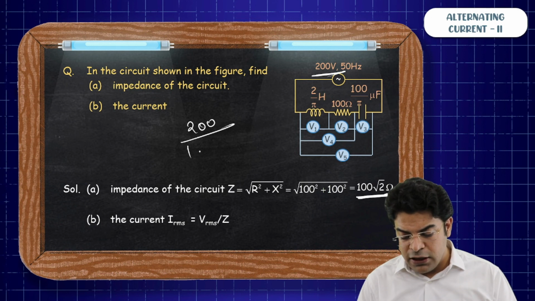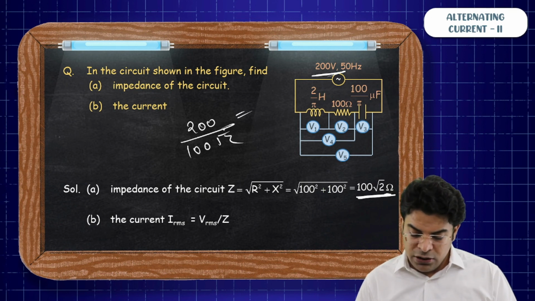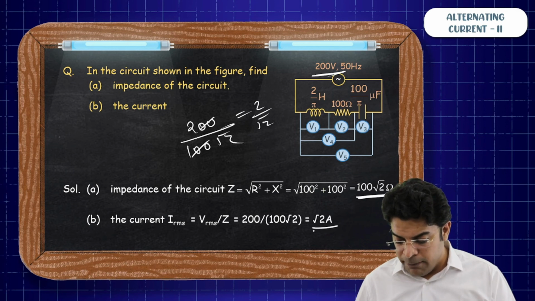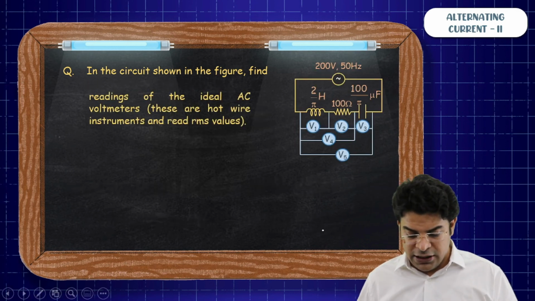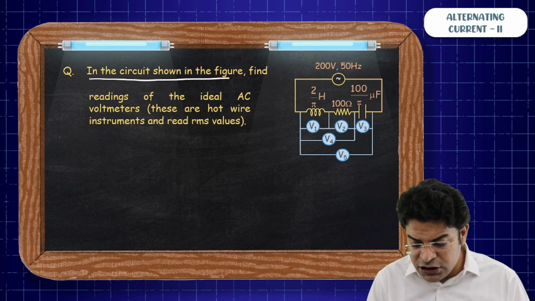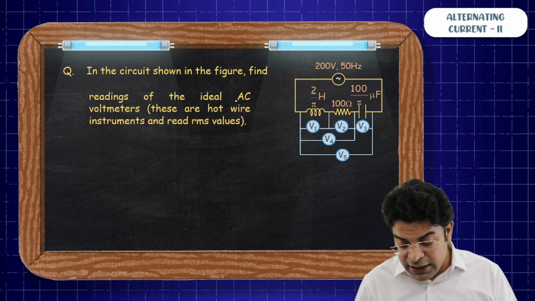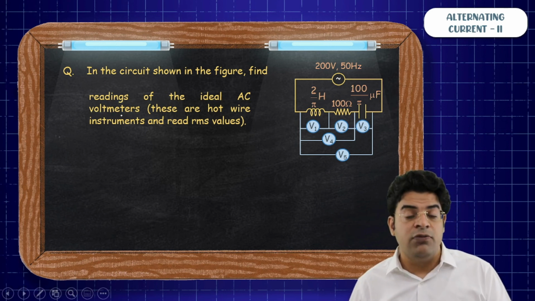And when you do 200 by 100 root 2, here you cancel it out, you get 2 by root 2, which is root 2 ampere. So for the same circuit, question is, in the circuit shown in figure, find the reading of ideal AC voltmeters. You have got AC voltmeters and you have got DC voltmeters.